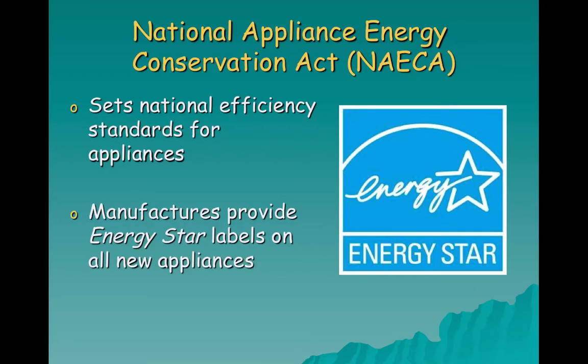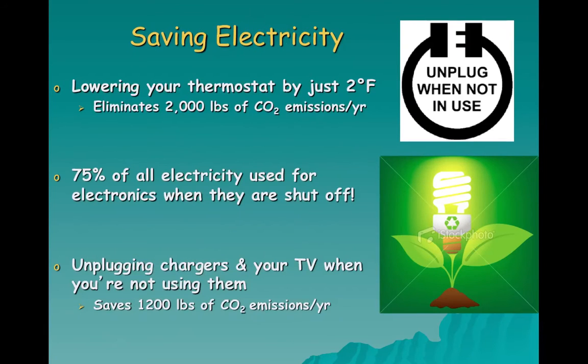And manufacturers have to provide these labels on all new appliances, which is really good. And it also helps people save a lot of money, which is a great benefit because, as you saw when we calculated your utility bill, you have to pay for the electricity that you're using. So appliances that use less electricity are going to be cheaper to use.